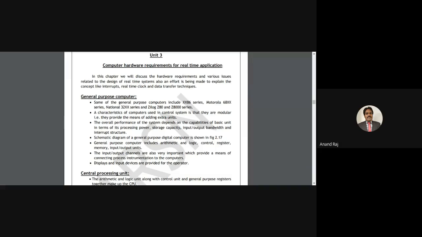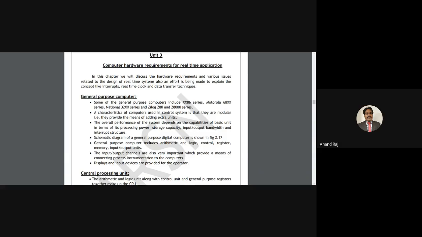We have many series like Motorola 68XX, that is, the 68 series controllers from Motorola. National Semiconductor has the numbers starting from the 32XX series, and the Zilog Z80 and Z8000 series are examples of general purpose computers. A characteristic of computers used in control systems is that they are modular. Modular means they provide the means of adding extra units. You can add the number of units required for your application.